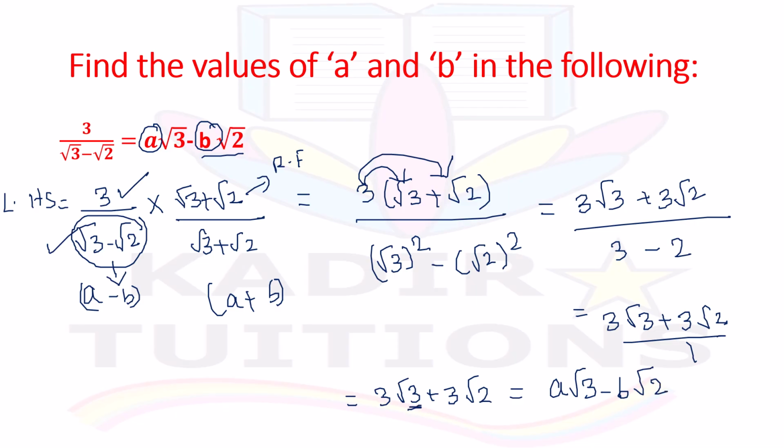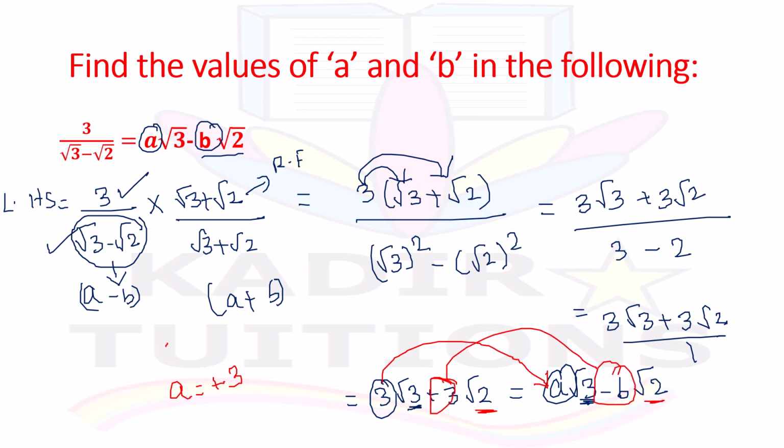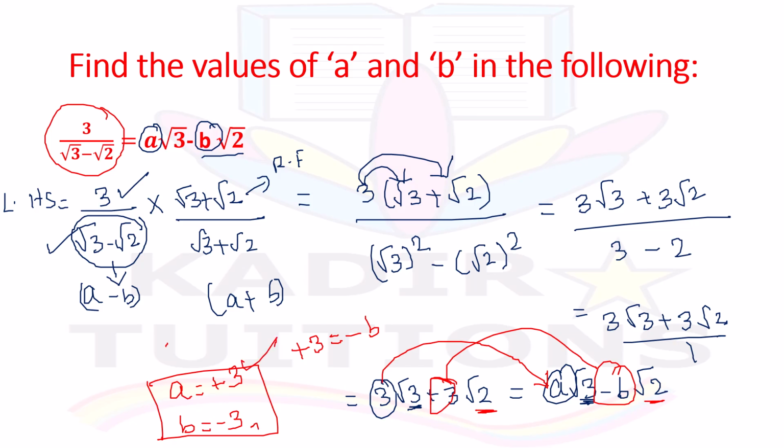See, the first term it is root 3 and here also it is root 3. Then what is our a value? We can compare these. So what is the a value? It is plus 3. And see the next term, this is also root 2, this term is also root 2. We are just comparing the coefficients of the terms. And here it is plus 3 and here it is minus b. So I can compare plus 3 with minus b. Then what is b equal to? b is equal to minus 3. So we found the values of a and b by doing the rationalization of the LHS. So the answer for a is plus 3 and answer for b is minus 3. Thank you.